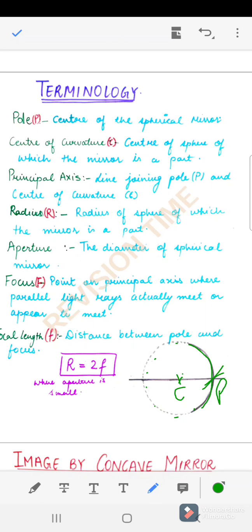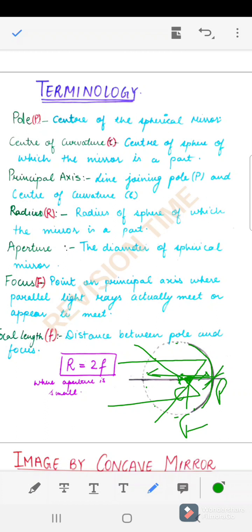What is the principal axis? It is the line joining the pole and the center of curvature. This here. Radius is the radius of the sphere of which the mirror is a part. And what is aperture? It is the diameter of the mirror. Focus: it is the point on the principal axis where parallel light rays actually meet or appear to meet. For example, these two are parallel light rays and they are meeting here. That means this will be the focus. And what is focal length? It is the distance between the pole and the focus.